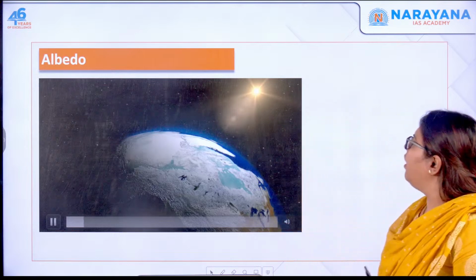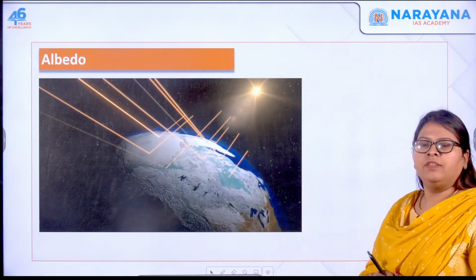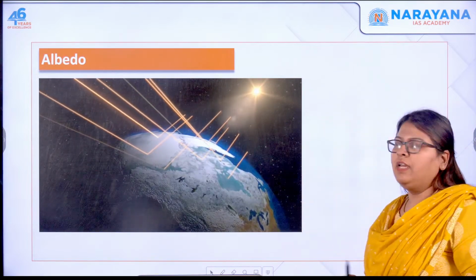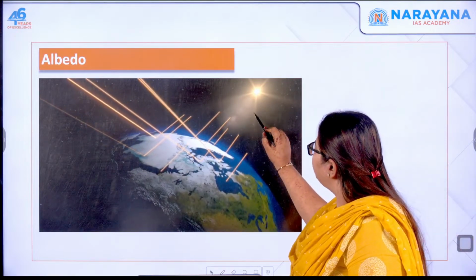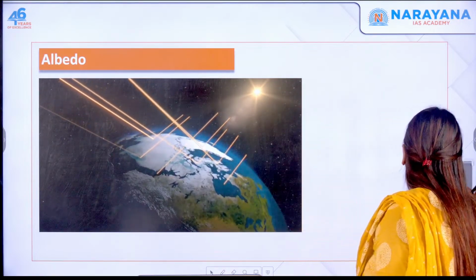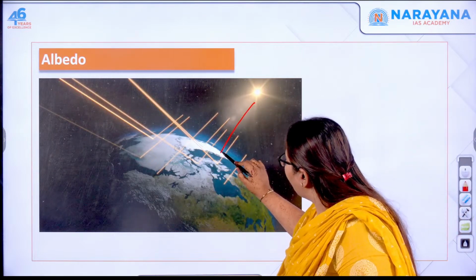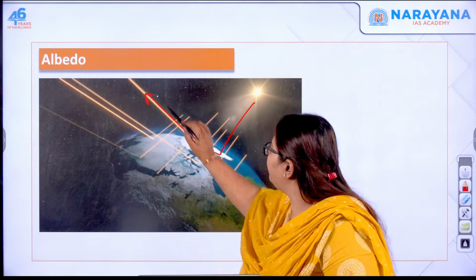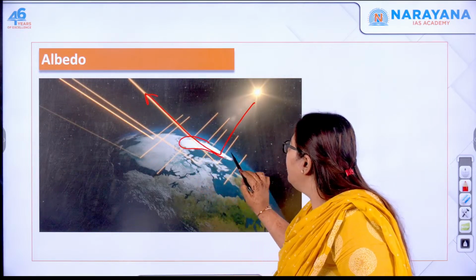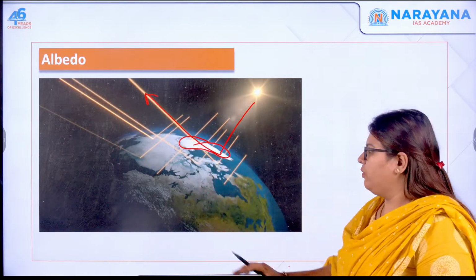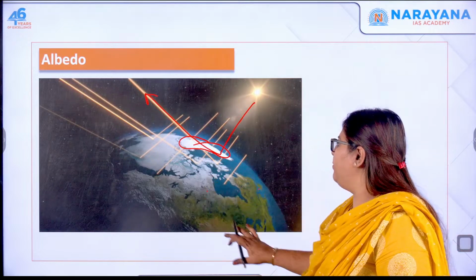So see how the albedo actually works. This is how your albedo works. This is your incoming solar radiation, and from the surface of the earth it gets reflected back, and you can actually see the frozen portion of the earth. So this is your albedo.